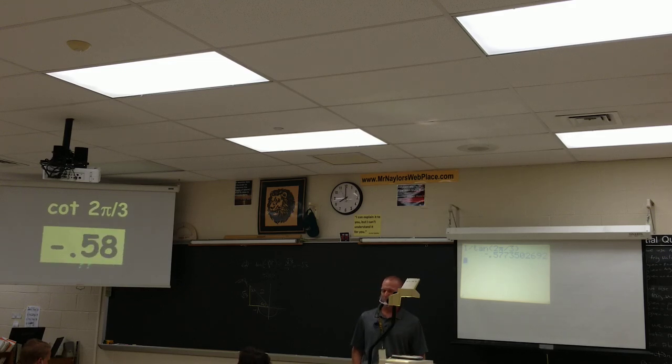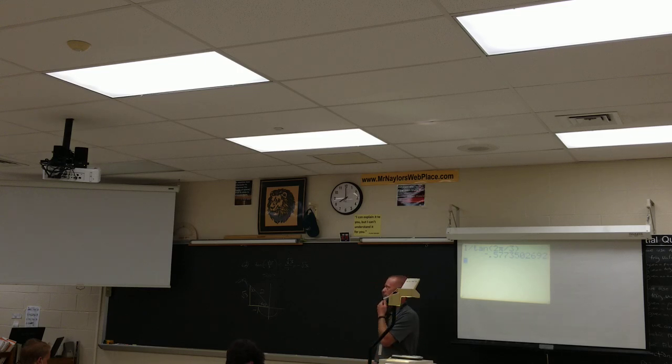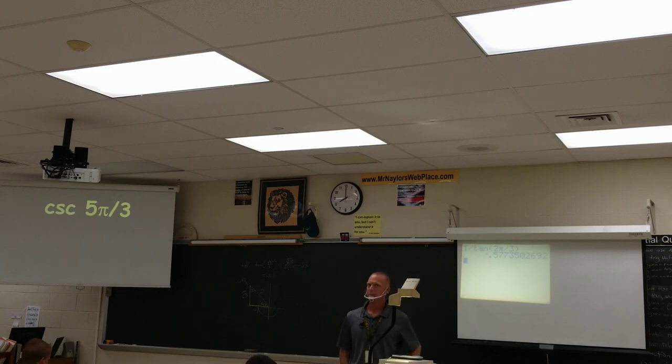A lot of times we round it to like 2 decimal places, but I'm more concerned that you know how to use your calculator to get that output. See if you're catching on. I'm purposely trying to give you a problem that makes you do a couple steps to think about the answer. This would be the cosecant of 5 pi over 3. The cosecant of 5 pi over 3.